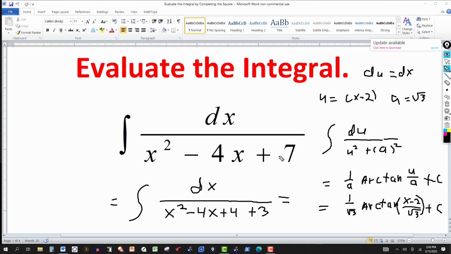We could also use a trig substitution, another way we could do this. But in this case, if they ask you to find the integral by completing the square, we completed the square of the denominator x squared minus 4x plus 7 to get it in this format. This is your answer here.